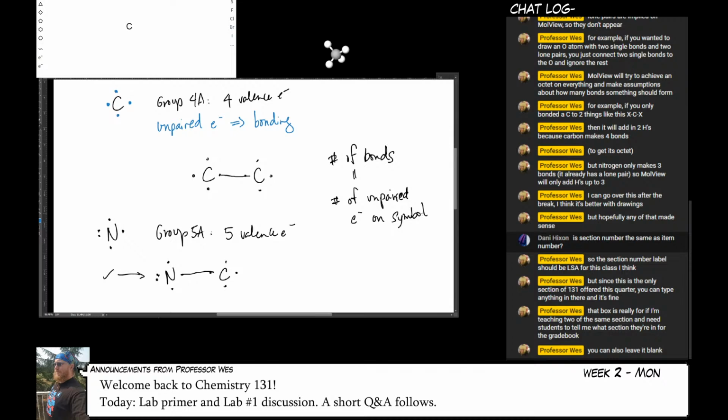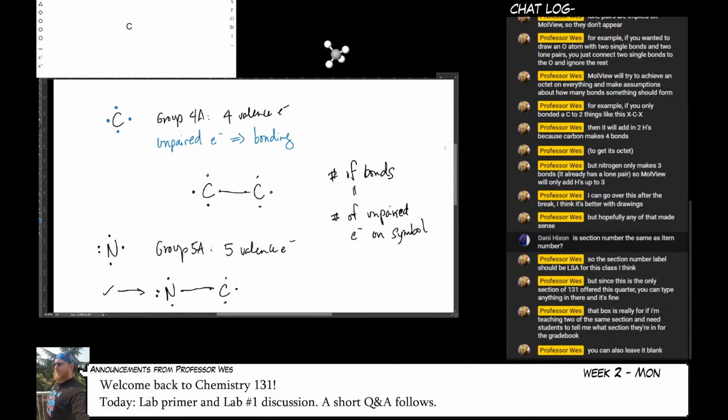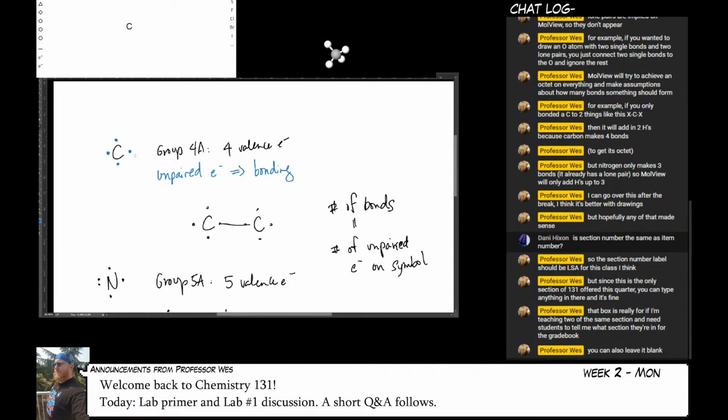What does this mean for the model viewer? What the model viewer does is it says, okay, I expect there to be this many things coming out of carbon. If there aren't, what I'm going to do is I'm going to fill any extra spaces with hydrogen.